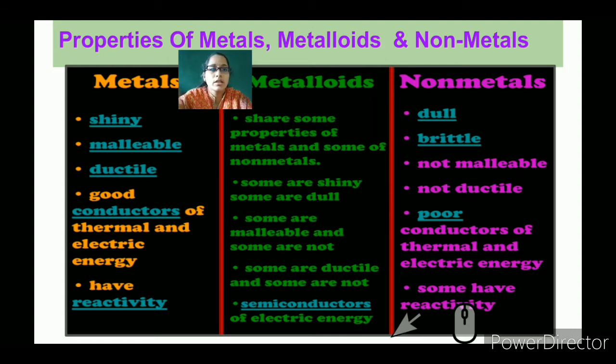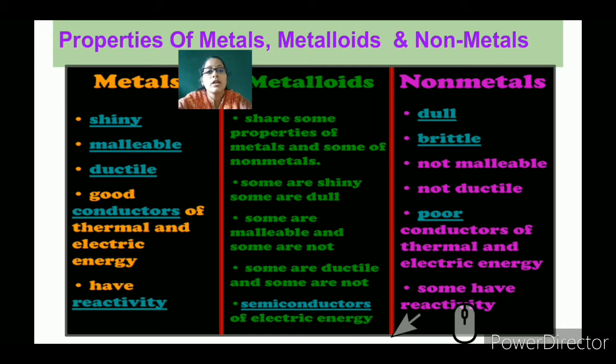To understand the physical appearance, we need to differentiate metals and non-metals. The first difference is shine. Metals are shiny and non-metals are dull. Non-metals are brittle. Brittle means it breaks with a very low blow, or if you hit it with a hammer, it breaks. Metals are non-breakable. Metals are malleable, meaning they can be stretched.